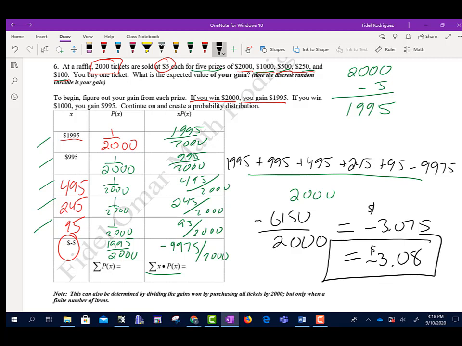But what this would mean, if I were to do this every day for 5 years, 10 years, 3 years, whatever you want to say, on average, each time I played this, I lost $3.08. Okay?